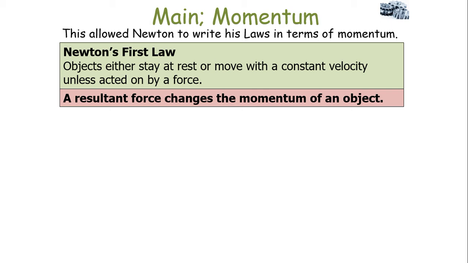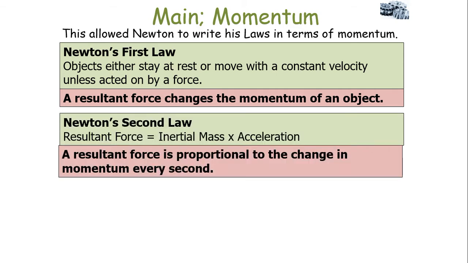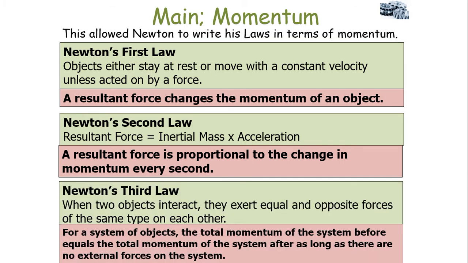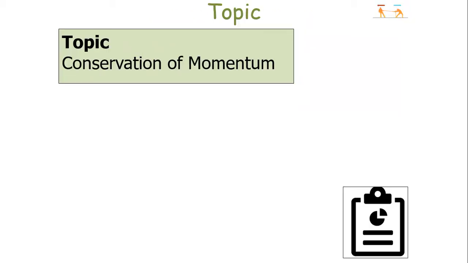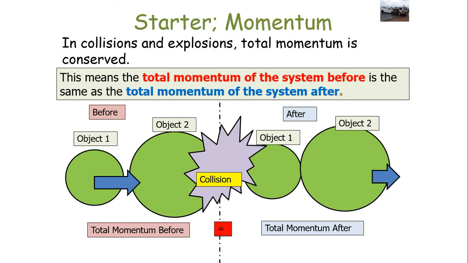Newton's first law: objects will stay at rest or move with a constant velocity unless acted upon by a resultant force, becomes a resultant force changes the momentum of an object. Newton's second law, which is F equals ma, becomes the resultant force is proportional to the change in momentum every second. And Newton's third law, that when two objects interact, they exert equal and opposite forces of the same type on each other, becomes that for a system of objects, the total momentum of the system before equals the total momentum of the system after, as long as there's no external forces on the system. Which leads us into the conservation of momentum, which is the next part of this topic.